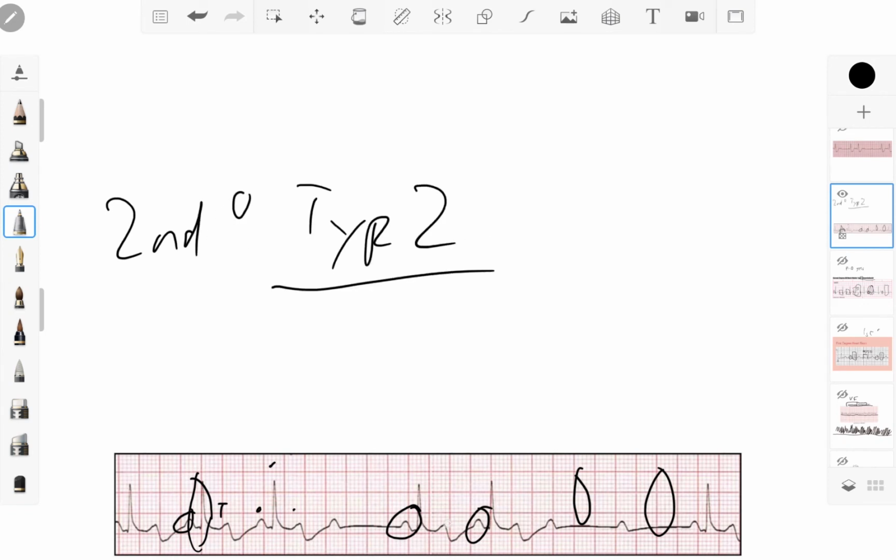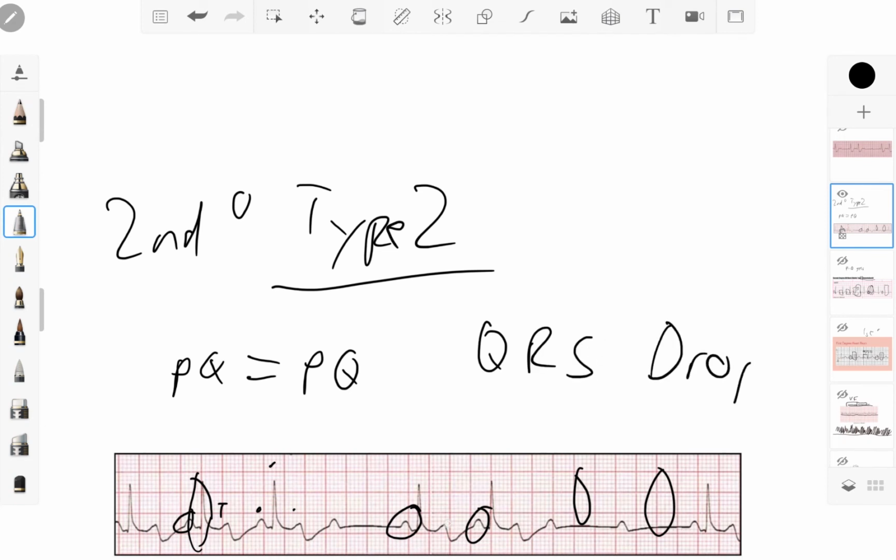And that's not how you spell type. The important bit here is that your PQ interval is the same as every other PQ interval, except at some point the QRS just drops. And that's what's important for a second degree type 2.